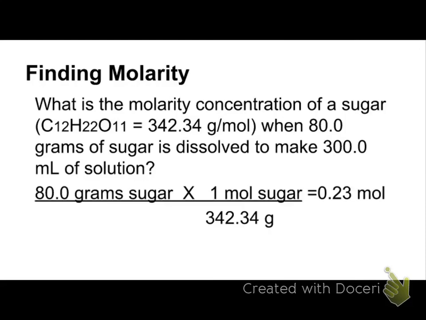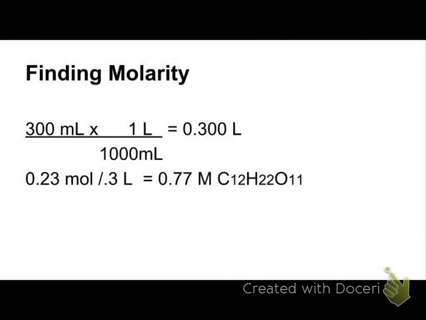So that's how many moles you'd have. Now it's really easy because then what we do is divide that by the volume. So we look at the volume. We divide it out because we changed 300 milliliters into liters by dividing by 1,000. So then our final setup is 0.23 moles divided by 0.3 liters. It gives us 0.77 molarity. Got the answer.